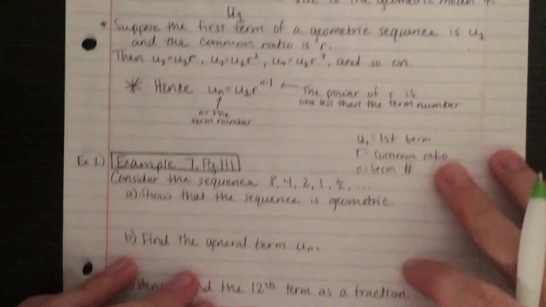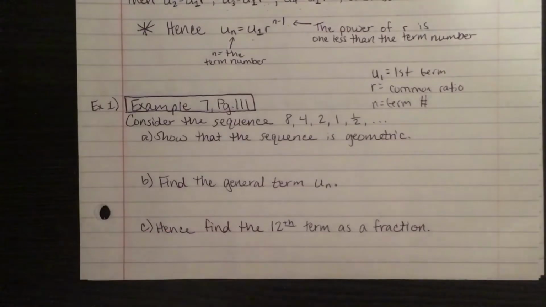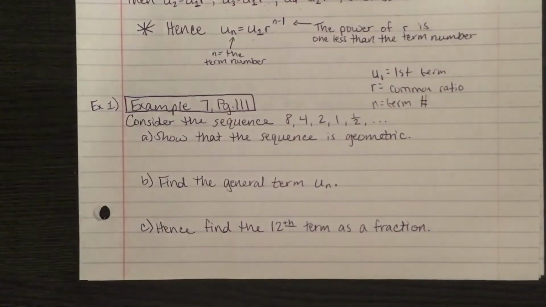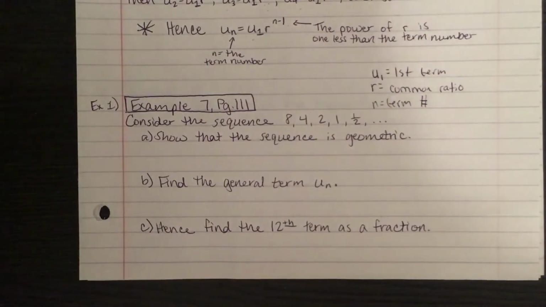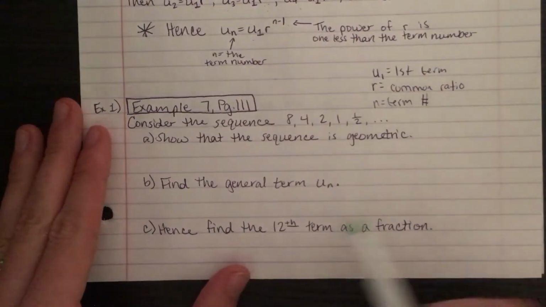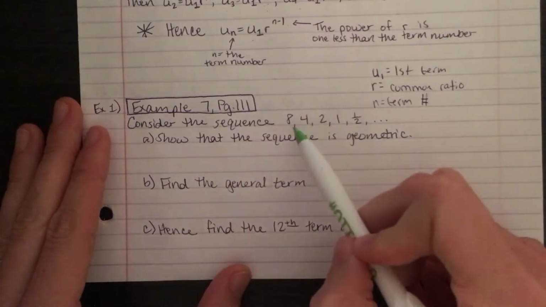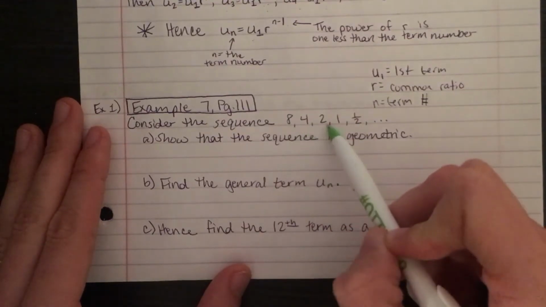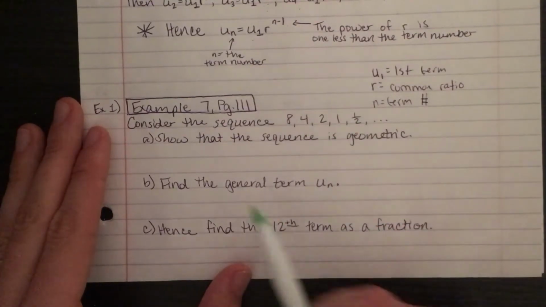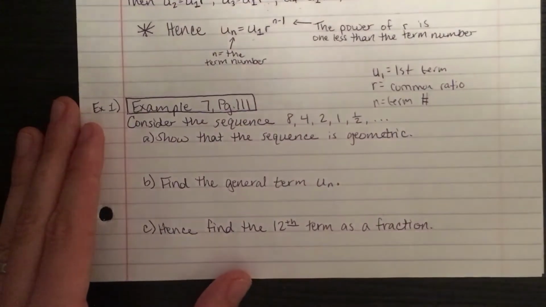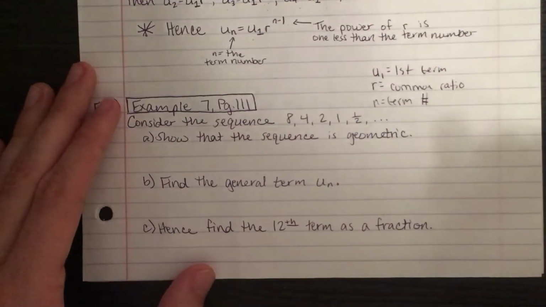We're going to look at some examples with geometrics to start off and get us comfortable, and then we'll move into a couple of more advanced examples and go from there. The first thing we're going to do, we've got the sequence here. It goes 8, 4, 2, 1, 1/2. We're showing that this sequence is geometric.